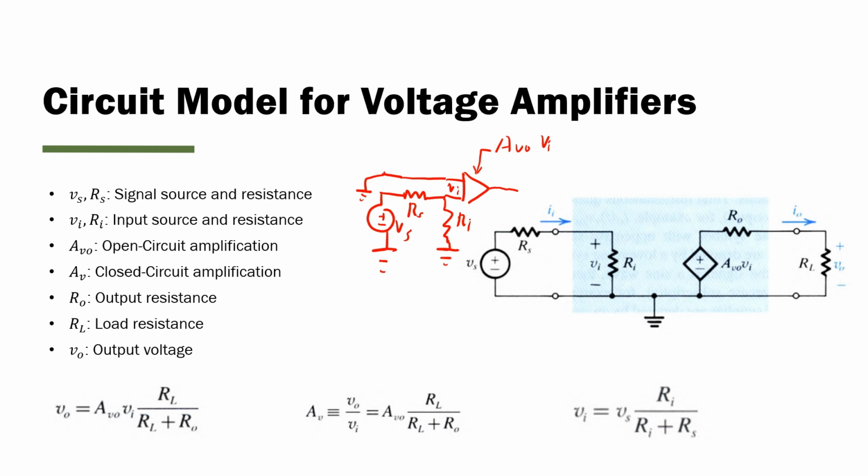Now, at this point, we're going to distinguish two different types of gains. We have the open circuit amplification, and we have the closed circuit amplification. Whenever you're solving a problem, it should distinguish which one you want to solve for. But essentially, we get a closed circuit amplification once we connect this to a resistor, a load resistance, or any kind of load for that matter.